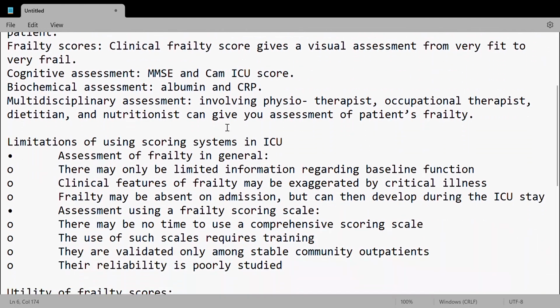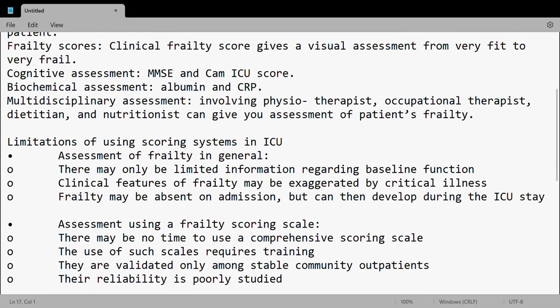So what are the limitations of using scoring systems in ICU? Assessment of frailty in general. What are the limitations of using scoring systems for the assessment of frailty in general? Number one, there may only be limited information regarding the baseline function. Number two, the clinical features of frailty may be exaggerated by the critical illness. And number three, frailty may be absent on admission but can then develop during the ICU stay.